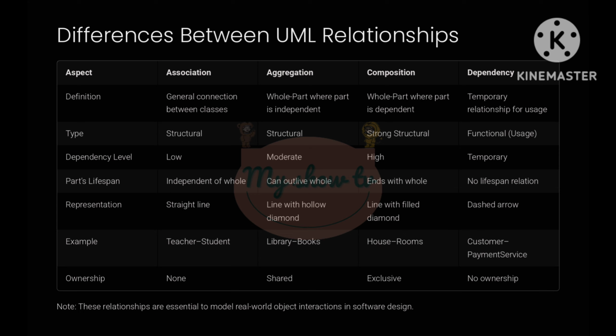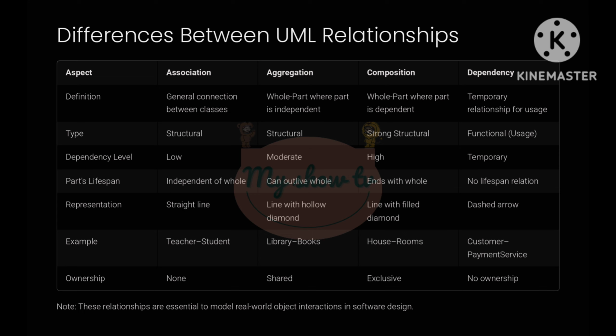7. Strength of relationship. Association is a basic link, showing interaction without strong ties. Aggregation is stronger, showing a meaningful whole-part connection but with independence. Composition is the strongest, enforcing that parts cannot exist without the whole. Dependency is the weakest, showing just a temporary need.